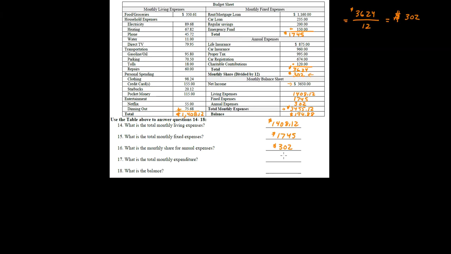What is the total monthly bills that I have? Well, I added those up a minute ago and found that the total monthly bills are 3455.12. And then that's going to say, what's my balance after I've paid all those bills or budgeted aside that much money? The amount that I have left is 194.88.